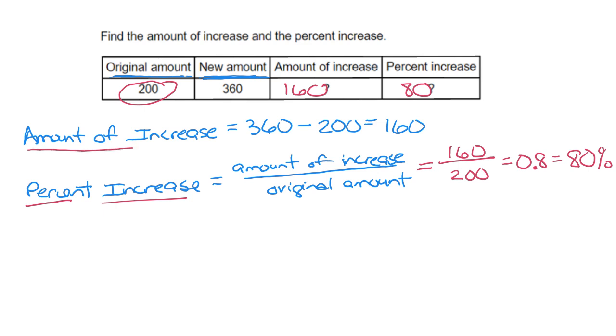So notice we had two things to go find. The first one was the amount of the increase, which gave us 160. So notice we had the larger number minus the smaller number. And then we had the percent increase, which is the amount of increase divided by the original amount. Change that to a percent and you end up with the percent increase. So that was an 80% increase from starting at 200 on the original amount and increasing to 360.